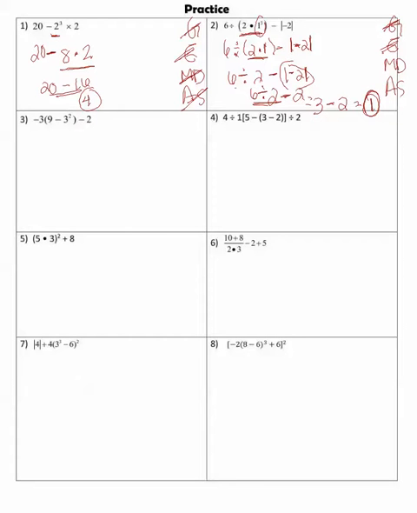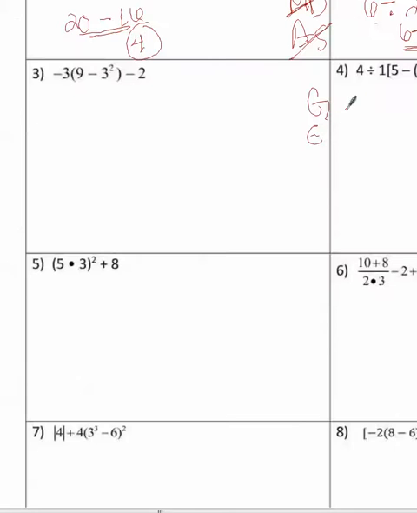Now let's look at number 3. I'm going to write GEMDAS down. Okay, you want to look at your grouping first. Within your grouping, you want to evaluate it as a mini order of operations. So you would do your exponent first. So you have -3 times 9 minus 3 squared is 9 minus 2.